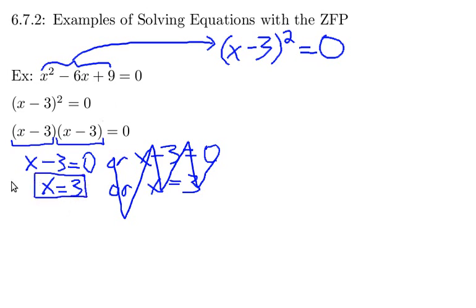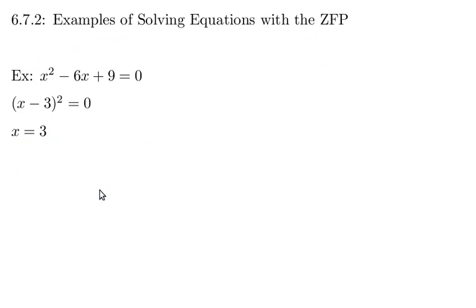So I'm going to go ahead and write that down here. I'm going to erase this and put x = 3 in its place, just because what was written there before was also redundant, unnecessary. So x = 3 is my solution.